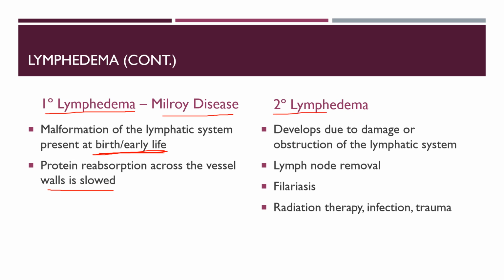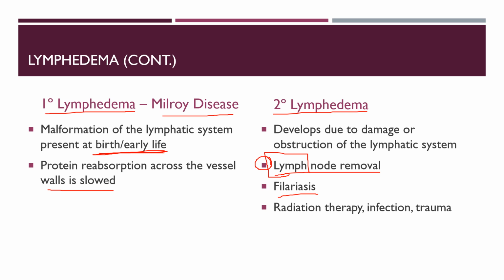Then we have our secondary lymphedema here. This develops due to damage or obstruction of the lymphatic system. Typically we'll see this happen because of a lymph node removal. Mastectomy is something that is going to really affect a large percentage of our population. Because they're taking that breast tissue out, a lot of times, if it's affected the lymph nodes, they have to take those out too. And that's going to really affect how their body is able to recycle that lymph fluid. Sticking with this secondary lymphedema, we have this next one here called filariasis.